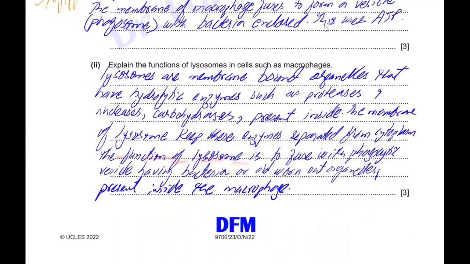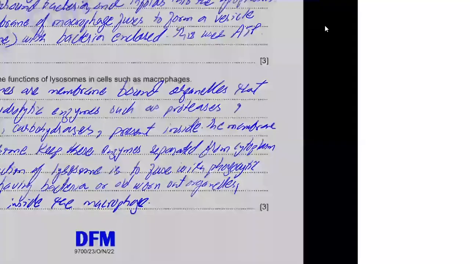The function of the lysosome is to fuse with the phagocytic vesicle, having the bacteria or the old worn out organelles present inside the macrophage. This will give you enough marks.